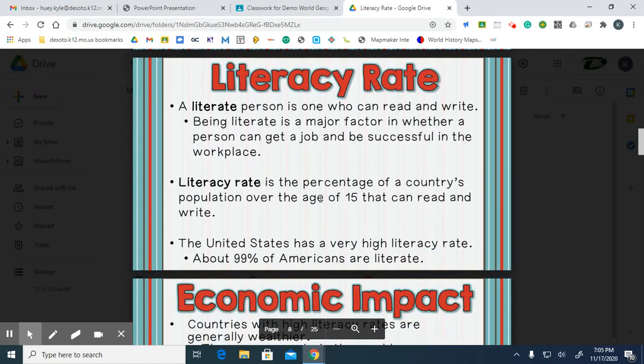Okay. So getting into literacy rate, a literate person is one who can read and write. Being literate is a major factor in whether a person can get a job and be successful in a workplace. Again, the definition of the literacy rate is the percentage of a country's population over the age of 15 that can read and write. And just to let you know where our literacy rate is here in the United States, it's very high. About 99% of Americans are literate, which means 99% of our population here in the United States is able to read and write, which is really good.